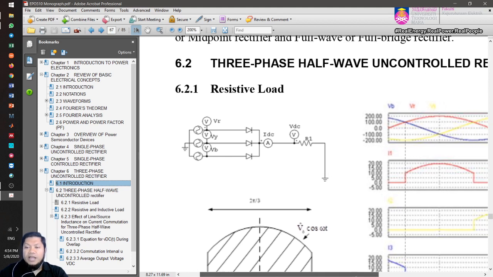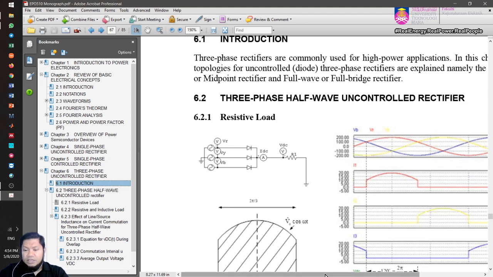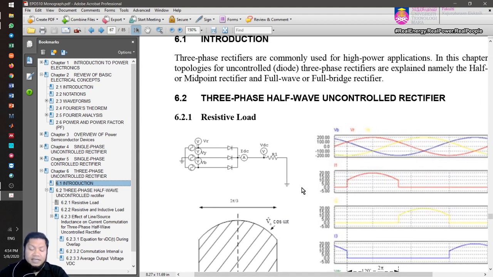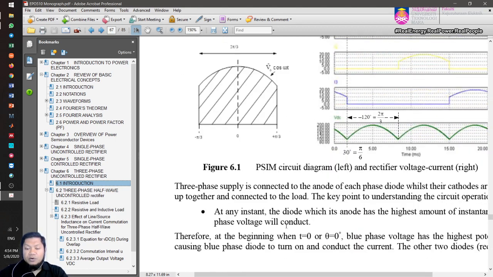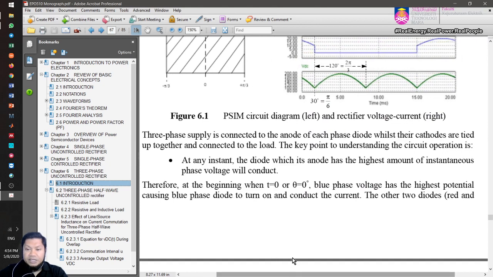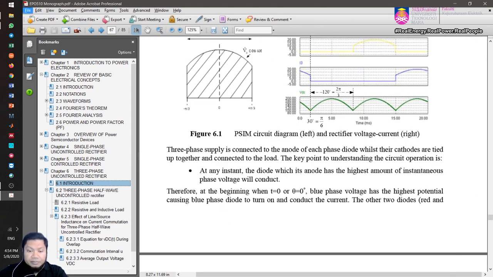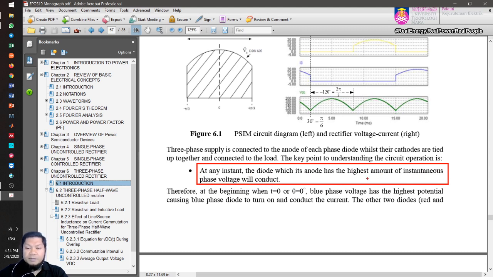Okay, let's look at how to describe the circuit operation. In single phase it's easy, isn't it? Because we only have one supply voltage to refer to when you want to describe the operation of the circuit. So now we have three supply voltages, and how can we decide which diodes will be on at any time? So we must follow some tips or key points, some rule of thumb, that you need to understand and apply to describe the circuit operation.